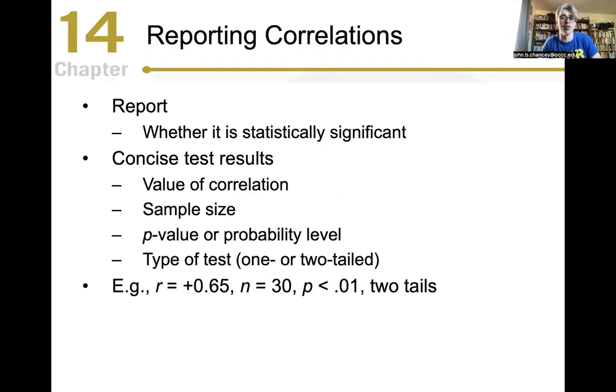But what do you do in terms of reporting your values? If it's statistically significant, you report the value of the correlation, your sample size, the p-value or probability level, and then what kind of test you used, one or two-tailed. So in this case, you might have a positive correlation of 0.65 with a sample size of 30. Our p-value was less than 0.01, indicating it was significant, and we used a two-tailed test, a non-directional test.